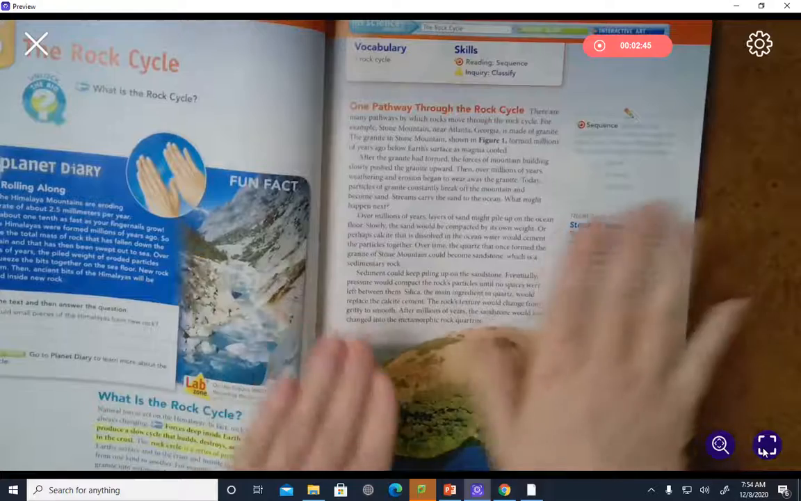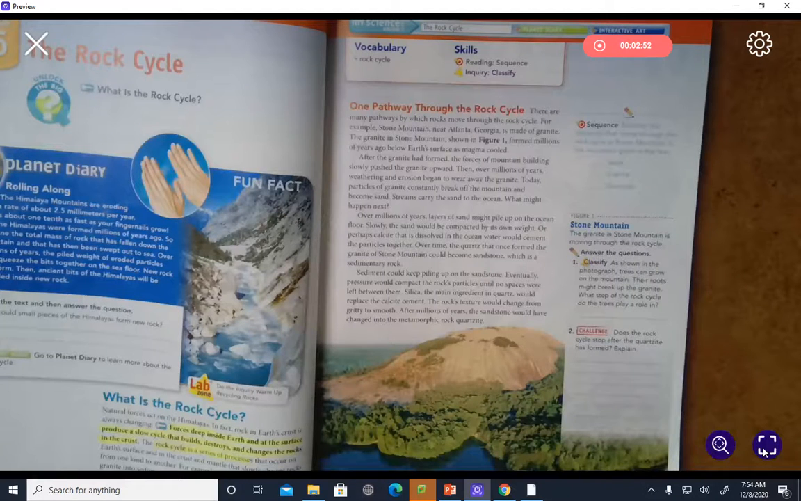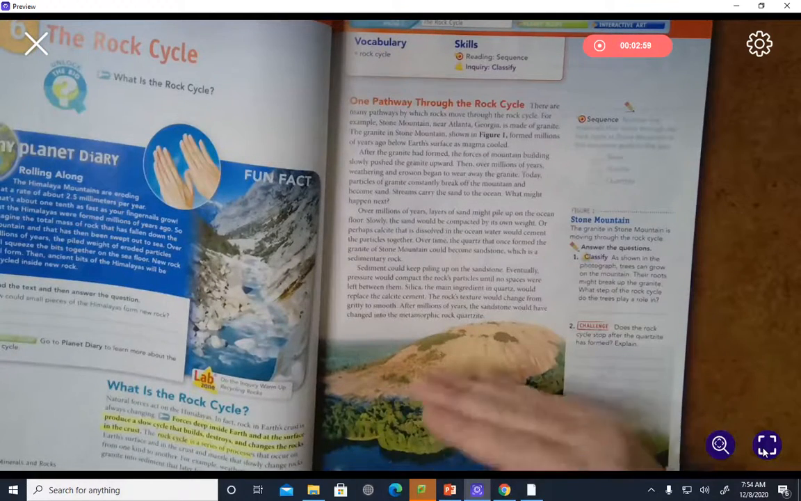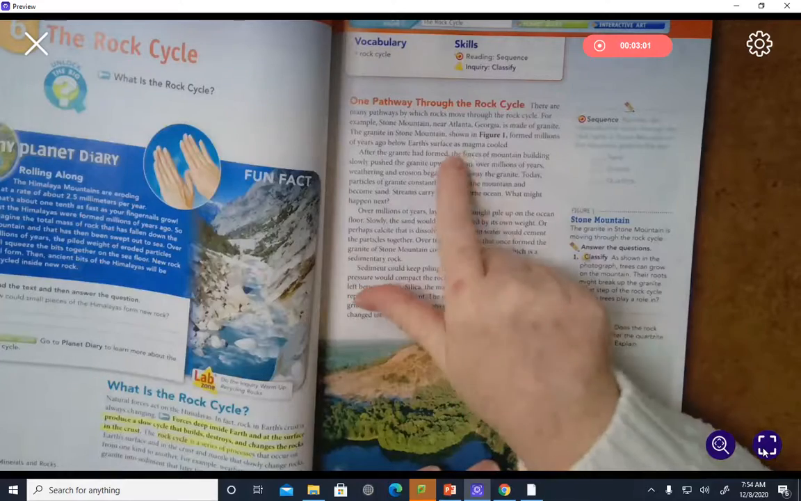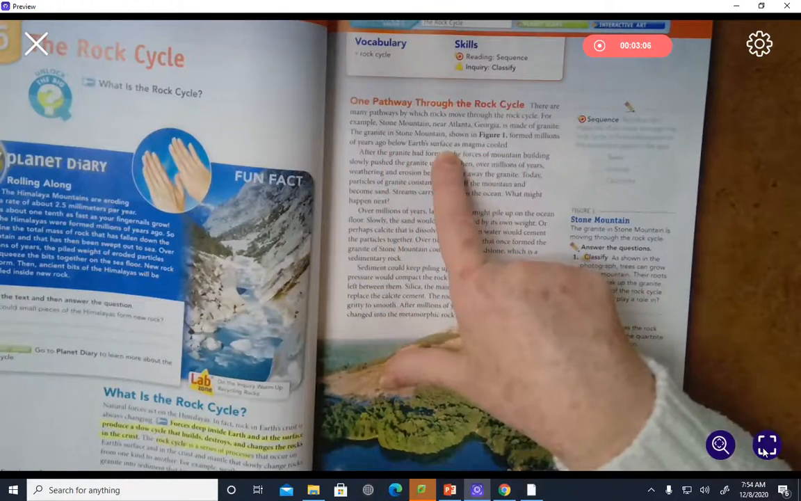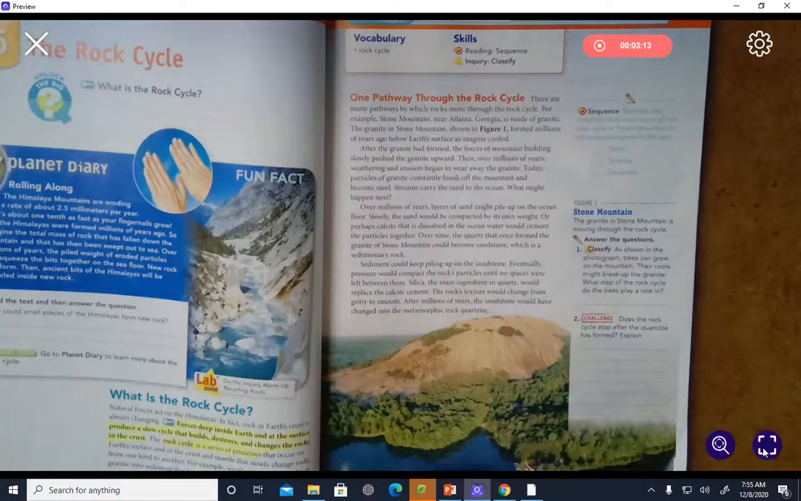So there are many different pathways in which rocks can move through the rock cycle. For example, Stone Mountain near Atlanta, Georgia is made of granite. The granite in Stone Mountain, shown in Figure 1, formed millions of years ago beneath the Earth's surface as magma cooled. So what kind of igneous rock is granite? Intrusive. After the granite had formed, the forces of mountain building slowly pushed the granite upward.